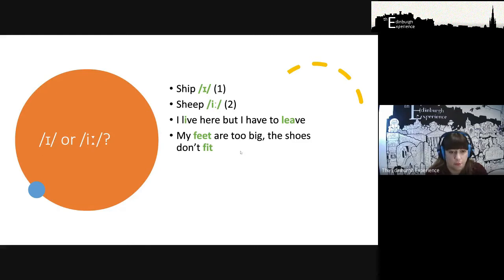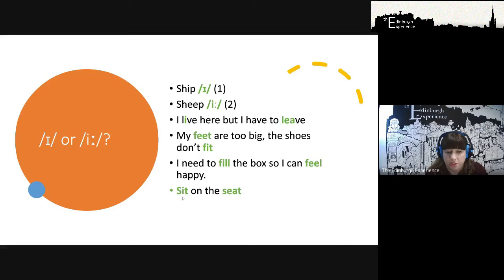Good, good. Okay, let's try another one. I need to fill the box so I can feel happy. I need to fill the box. Right, well done. That's sound number 1. So I can feel happy, which is this sound number 2. Fantastic. Okay, sit on the seat. So which is this sound? Yeah, 1 and 2. Well done. Sit on the seat. Okay, good work. Everyone happy with those? Yeah.